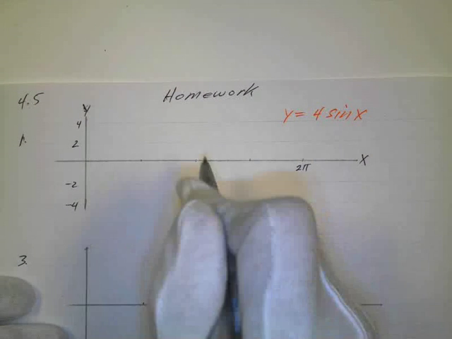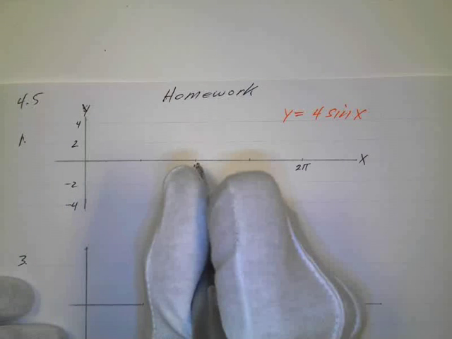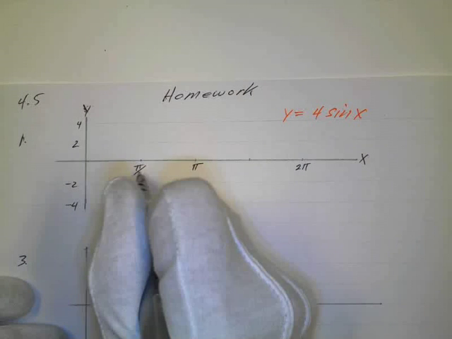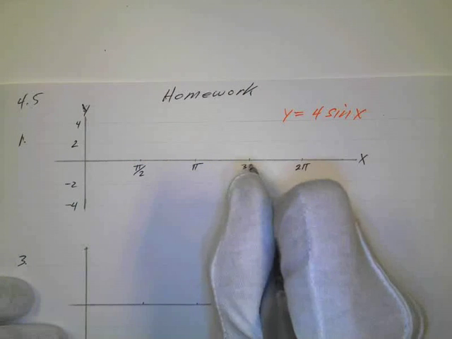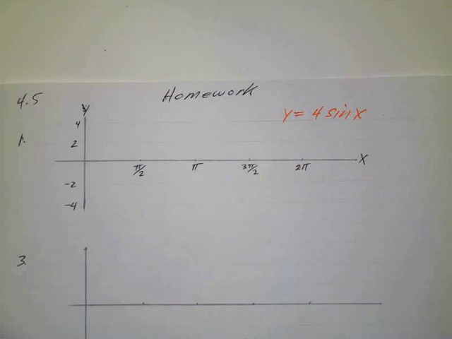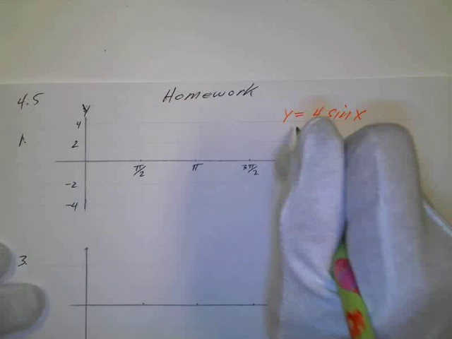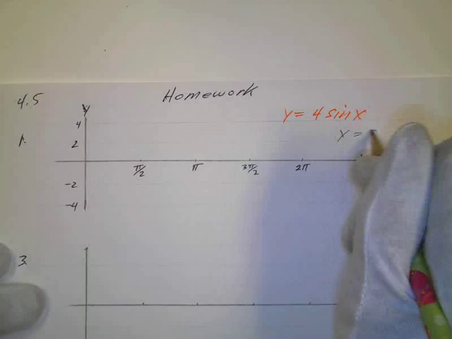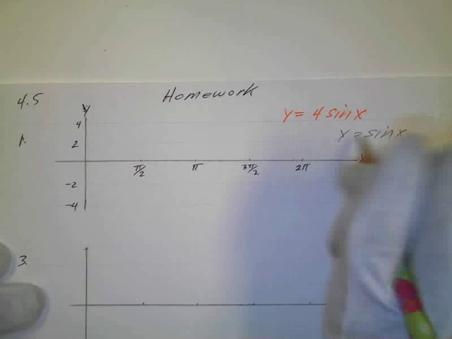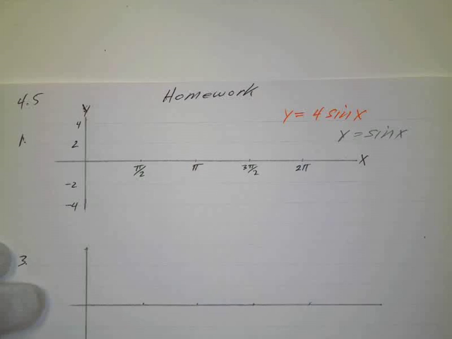So if that's 2 pi, half of 2 pi is 1 pi. This is pi over 2. This is 3 pi over 2. And let's just graph the sine function first. So we'll just do that like this: y equals the sine of x, so you can compare it.